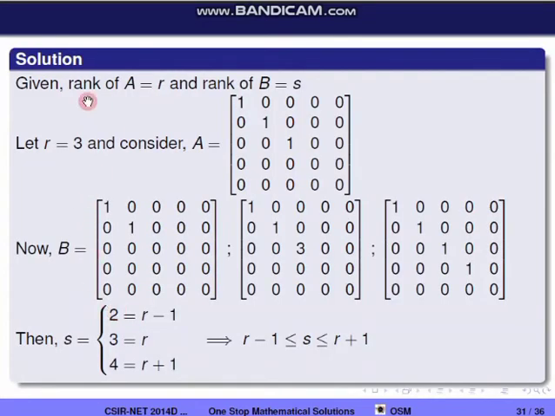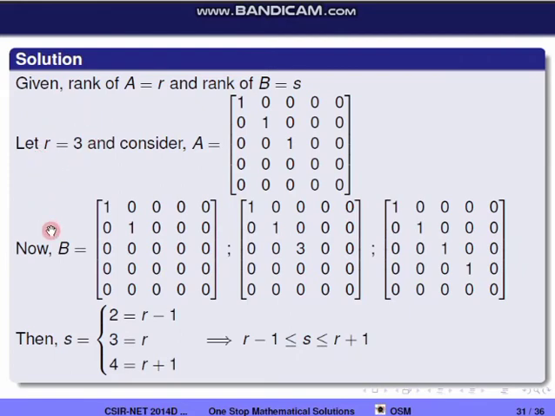So they are given the rank of A to be R and the rank of B to be S. Let me fix R to be 3. So I'm writing a 5 cross 5 matrix A with rank 3. So I'm taking this matrix here. And B is a matrix obtained by changing one element of A. So the possibilities of B are: 1 is replaced by 0 here, 1 is replaced by 3, and this 0 is replaced by 1. Therefore rank of B can be equal to 2, 3, 4. That is, S is equal to 2, 3, 4 for the case R is equal to 3.